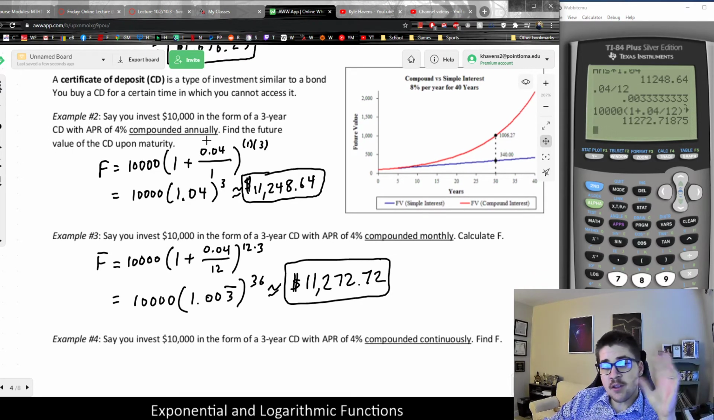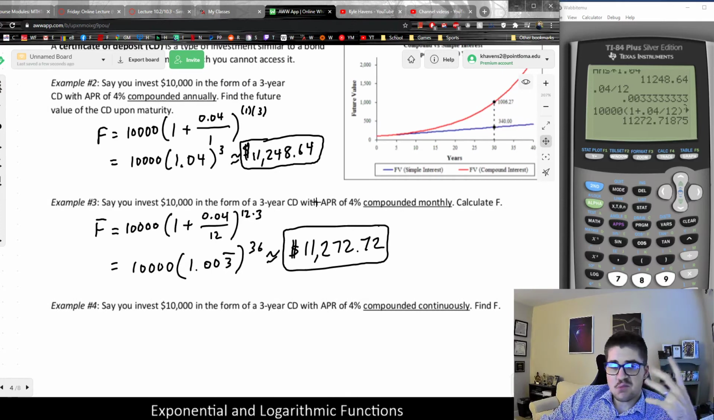And really, another reason I wanted to show you all these different examples is just to emphasize, if I'm looking at the same situation and I'm changing the type of compounding, what is the real difference? There is a little bit of a difference, but at the end of the day, it's not too significant.